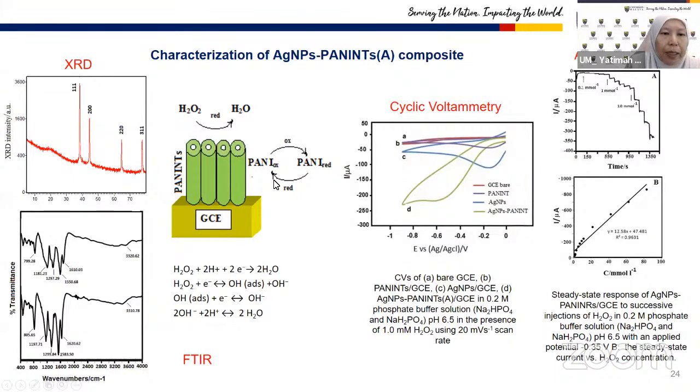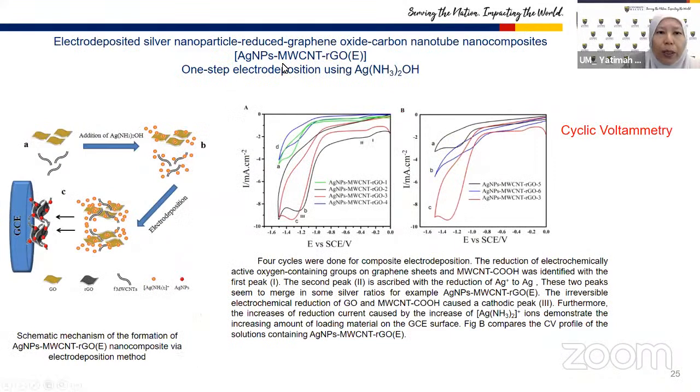This is one example. The other example is where we look into silver nanoparticles, multi-wall carbon nanotubes, and also reduced graphene oxide, which we produce using the electrodeposition method.